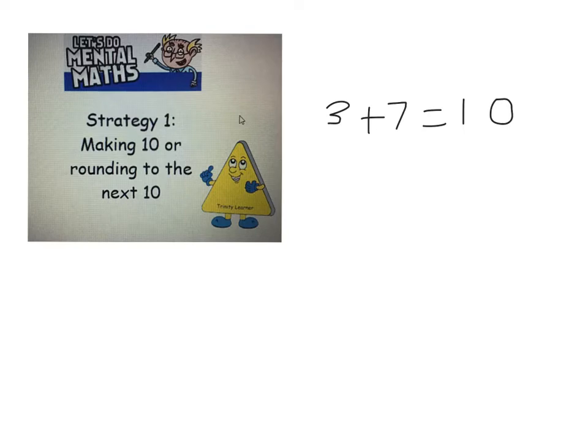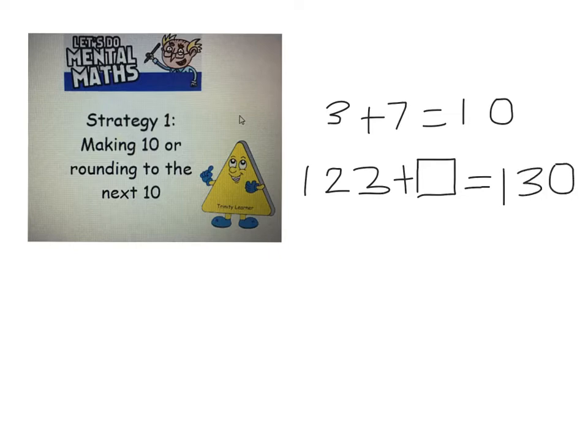So if we were given a sum such as 123 plus blank is equal to 130, we would be able to tell, because looking at the units, we can think, what would I add to 3 to make 10? So that would be 7. So therefore, to get to the next 10 after 20, we would need to add 7.